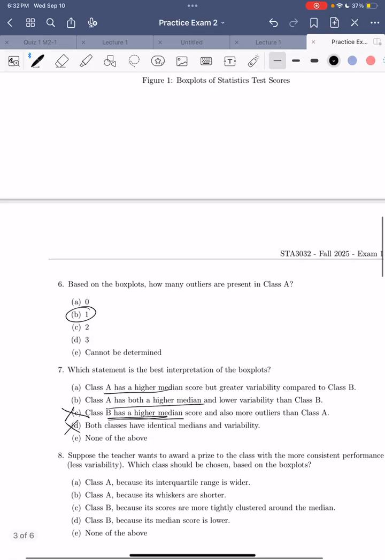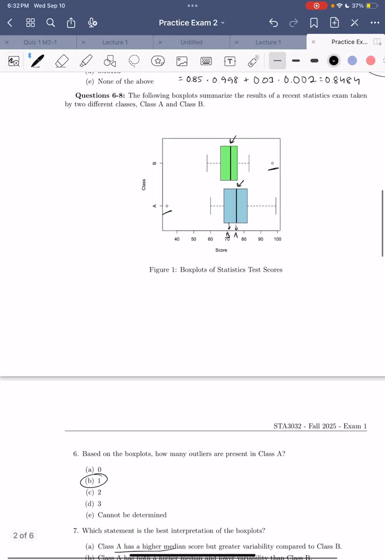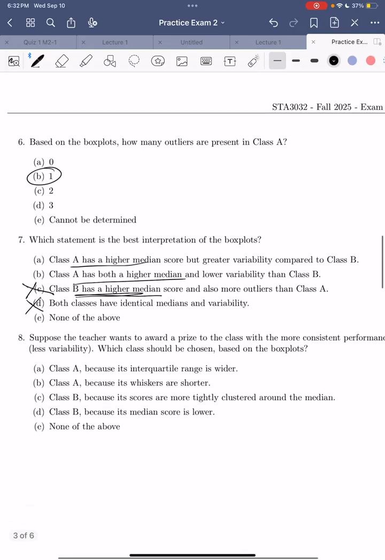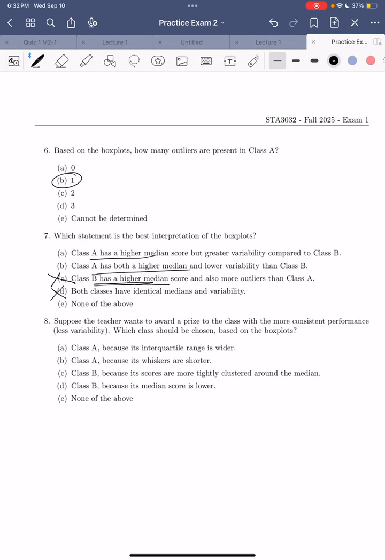Okay, now we can look at variability. Variability can be measured by basically how grouped together the data is. Since all of these lines here are close together, these are the quartiles, the first quartile and third quartile, they're both very close together for Class B, whereas for Class A they're further apart. So we can say that A has more variability. So A has a higher median score and greater variability, but not the lower variability, so we know that A is the correct answer.